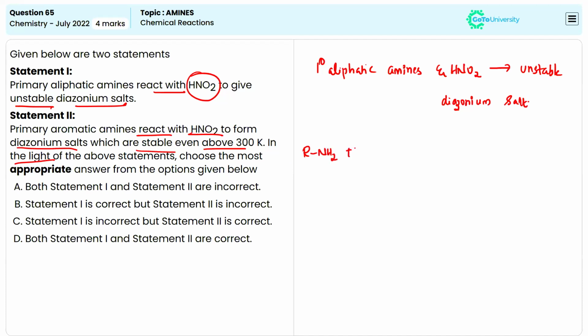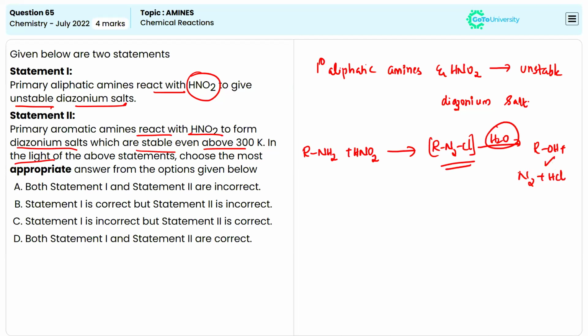RNH2 plus HNO2, and they are producing RN2Cl, and this on further reaction with water, they will produce alcohol plus nitrogen plus HCl. So this is the reaction. Now we can see the primary aliphatic amines react with nitrous acid. They will convert into unstable diazonium salt. This unstable diazonium salt, on further reaction with water, will convert into the alcohol.